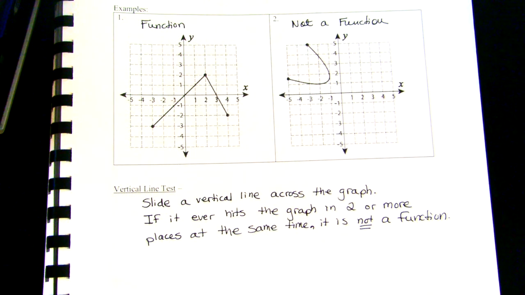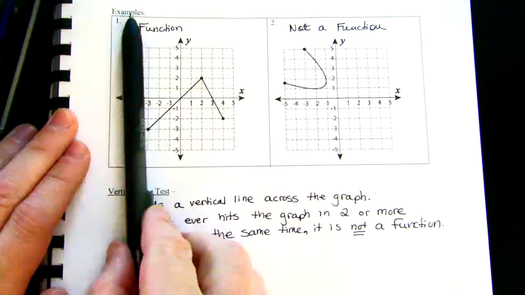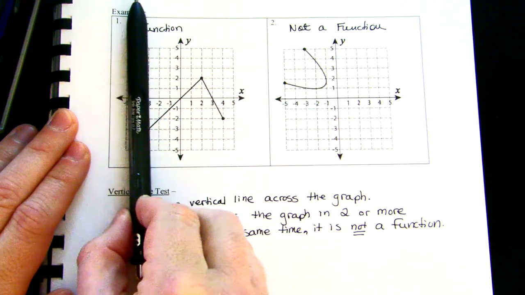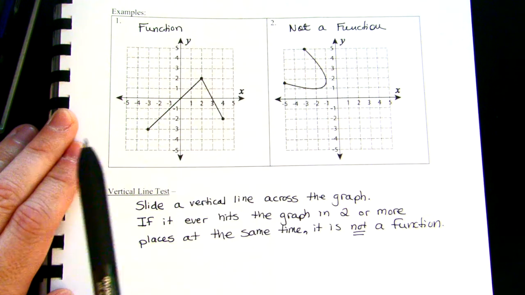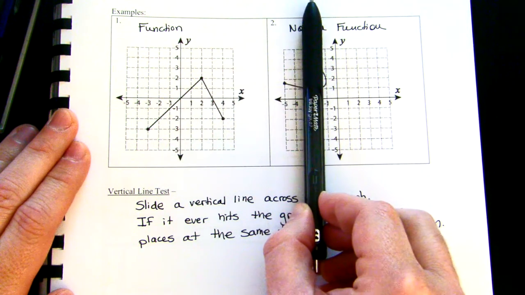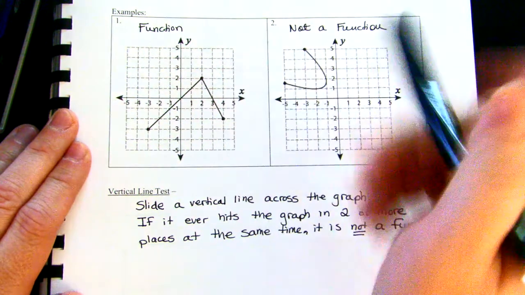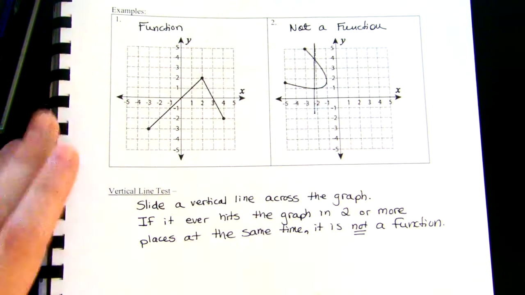Slide a vertical line across the graph. If it ever hits the graph in two or more places at the same time, it is not a function. When I slide my vertical line across that first graph, it never hits in two places at the same time. It's a function. But over here, when I slide that, I'm okay for a little while. But over here, I start hitting in two places at the same time. Not okay. Not a function. This one's a function. This one's not.